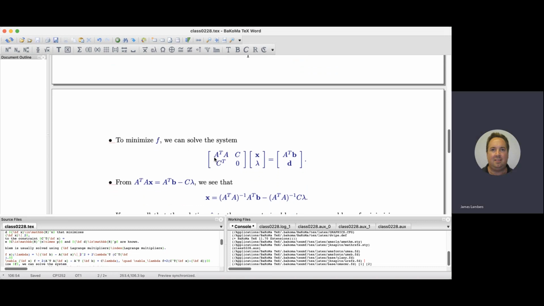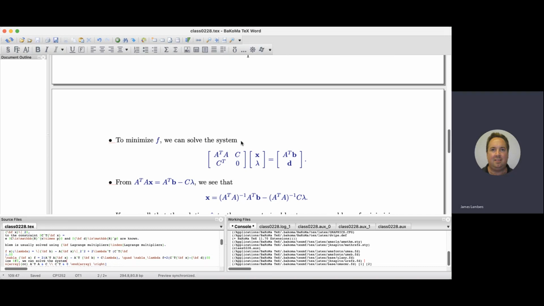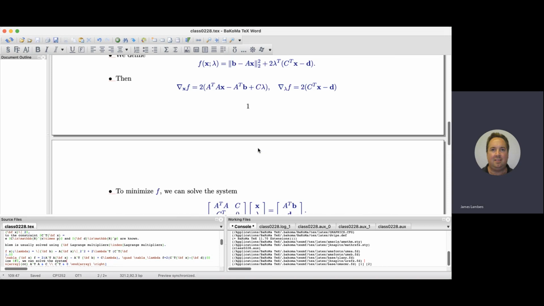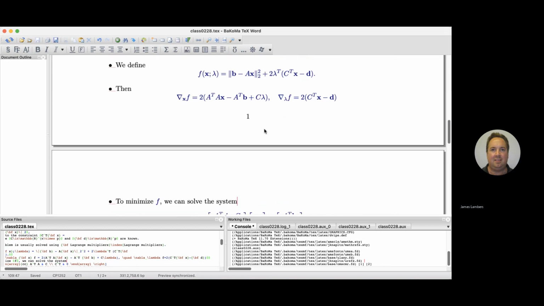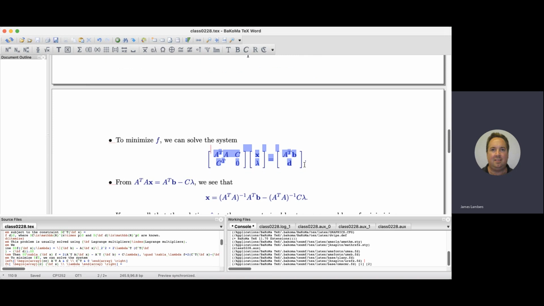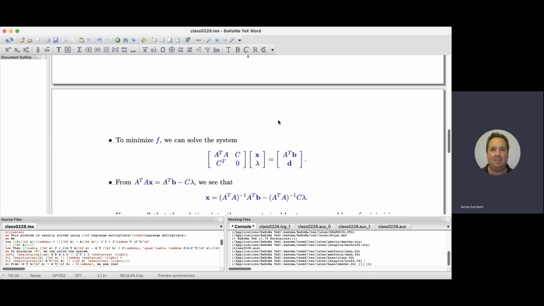Now, to solve this, requiring the gradient to be 0, in other words, setting both of these equal to 0 is equivalent to this system of equations here, because here we have A transpose A x plus C lambda is equal to A transpose b. That's from the gradient of f with respect to the x variables. And then here we have C transpose x is equal to d. That's from the gradient with respect to the lambda variables.